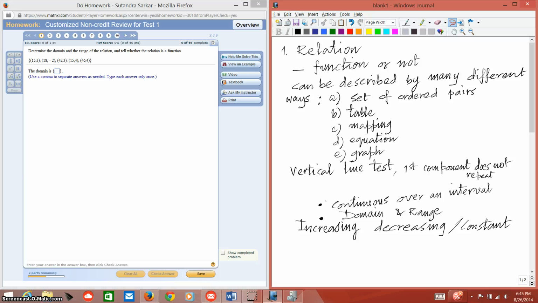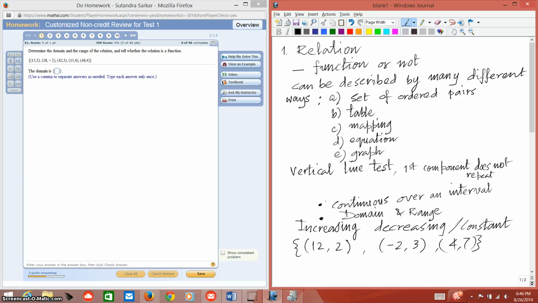The very first thing is about the relation, and the relation can actually be described as a set of ordered pairs. So I may have something like (1, 2), (-2, 3), (4, 7), etc. I'm just making up some numbers. Now, I may ask you whether this set represents a function or not. In that case, what you need to pay attention to is the first component. If there's any repetition of the first component, then you know it is not going to be a function.